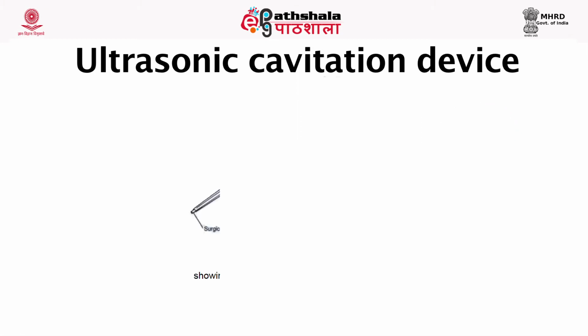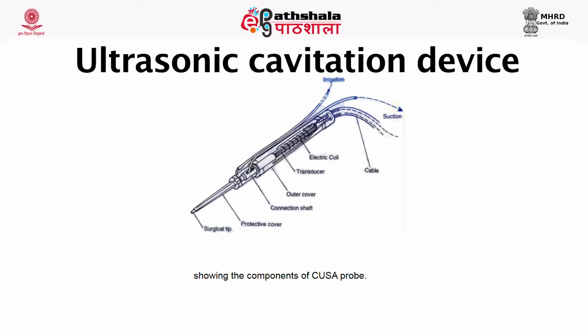Here in the next diagram, we can see the structure of a CUSA probe, where we can see there is a big probe which has an electric coil in between and an oscillating tip at the tip of the probe. Also, there are two channels, one for irrigation and another for suction. So this whole is a CUSA probe.